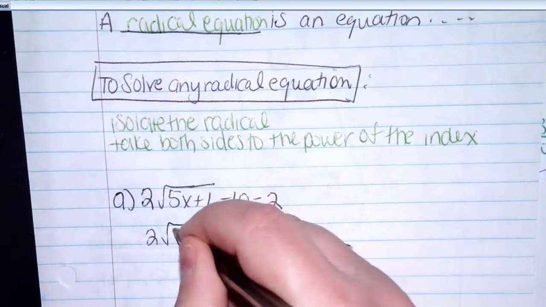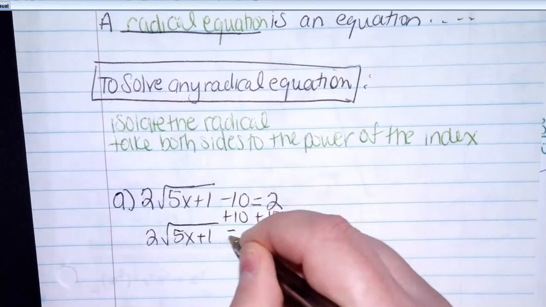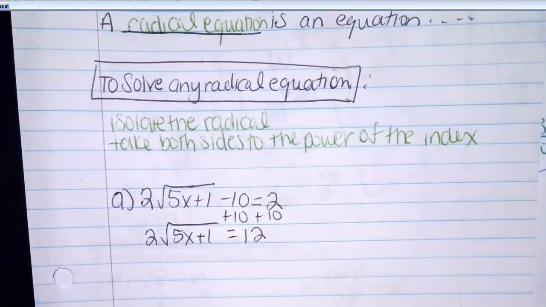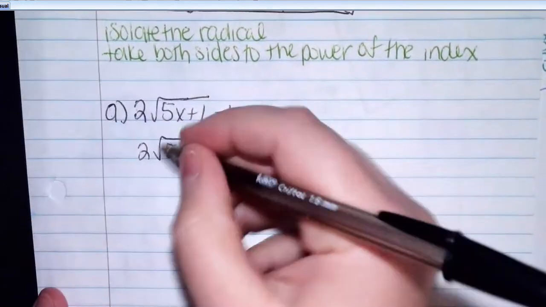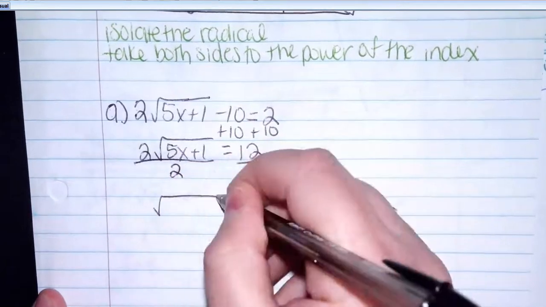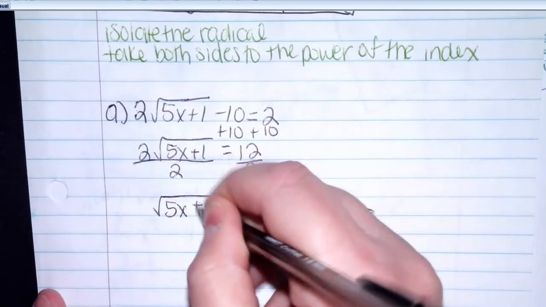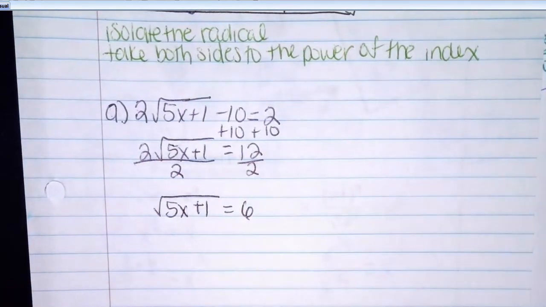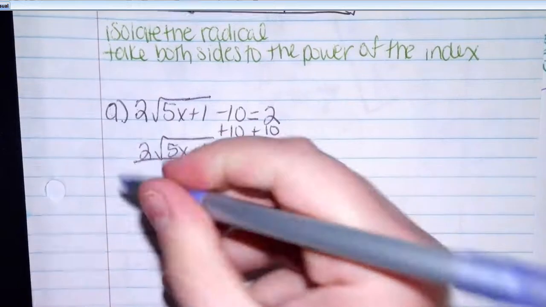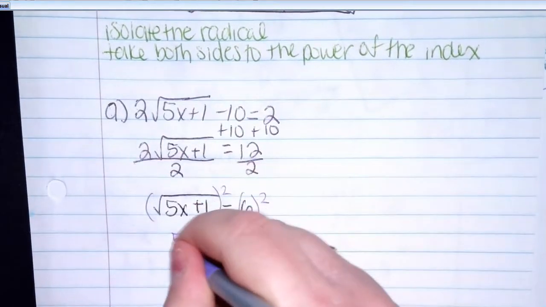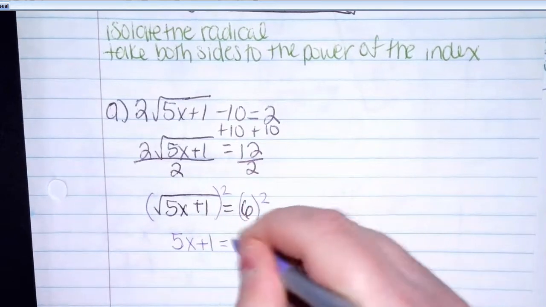The first thing I'm going to do is move that 10 to the other side of the equation. And I've got 2 times the square root of 5x plus 1 equals 12, trying to isolate that radical. So go ahead and divide by 2 to get rid of that in front of the radical. Get this totally alone. The square root of 5x plus 1 is equal to 6. And then once you've got your radical isolated, we're going to cancel it out, and I'm going to square both sides. All right, so I get 5x plus 1 equal to 36.